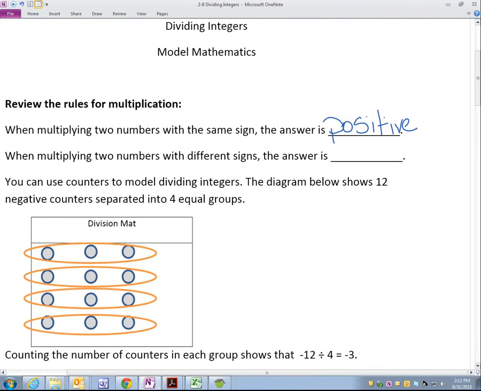Then we have, when multiplying two numbers of different signs, there's going to be an odd number of negative integers that you're going to be multiplying. So that means that it's going to be a negative number. So the product is going to be negative.